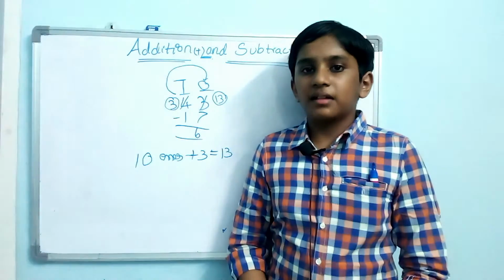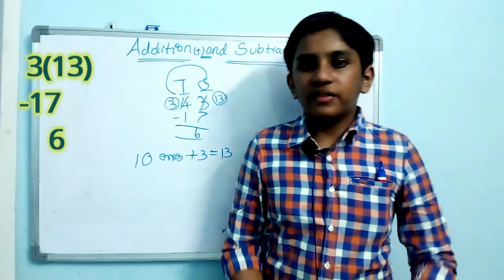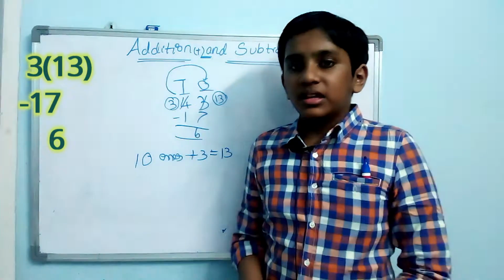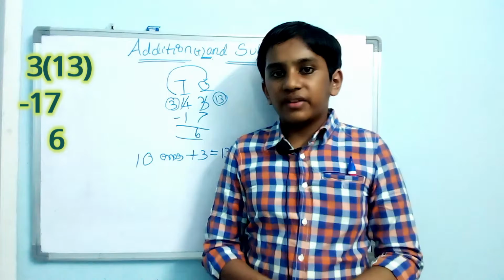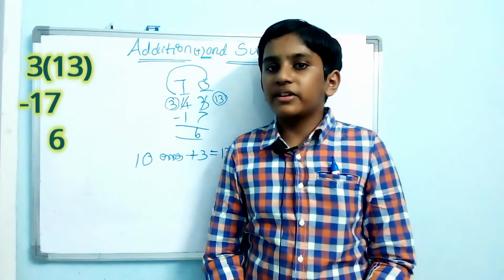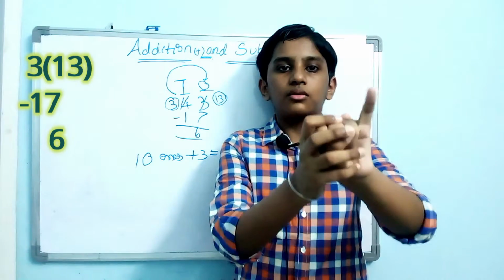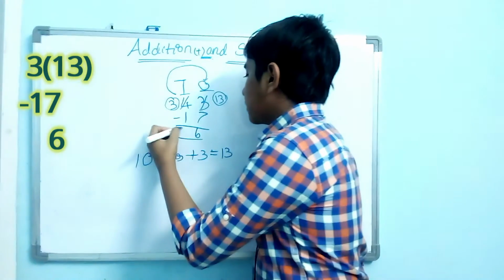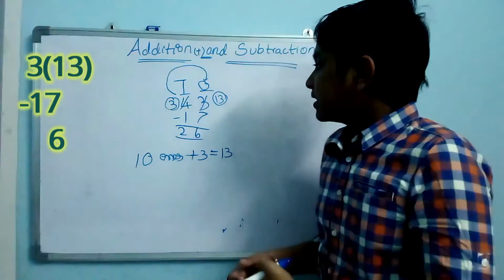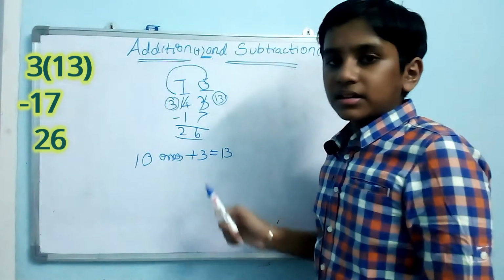Now let us subtract 1 from 3. My friends, because 3 is smaller than 10, we can do subtraction on our fingers. We can also do backward counting from 3 to 1. My friends, 3 minus 1 is 2. So my friends, 43 minus 17 is 26.